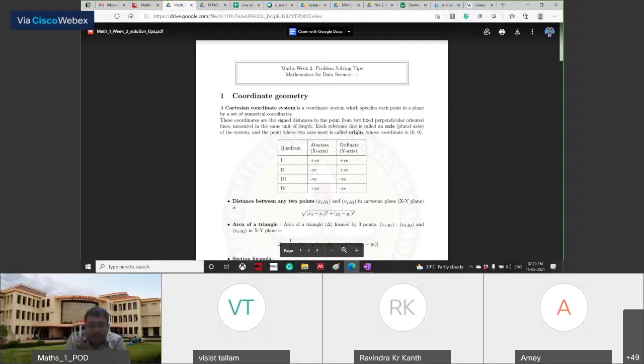First we studied Cartesian coordinates. The Cartesian coordinate system specifies each point. It was established by Rene Descartes, and after that some other people were also involved. This is our rectangular coordinate system, so we have the quadrants and the x-axis and y-axis.